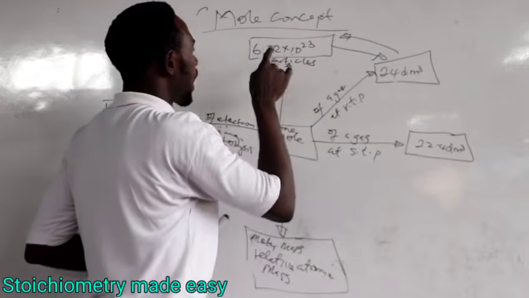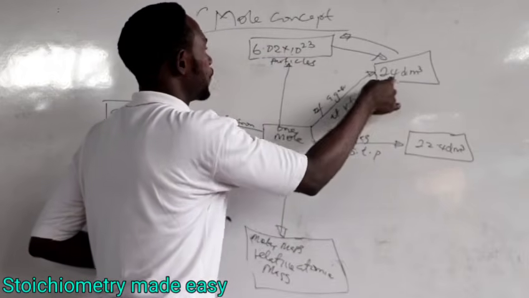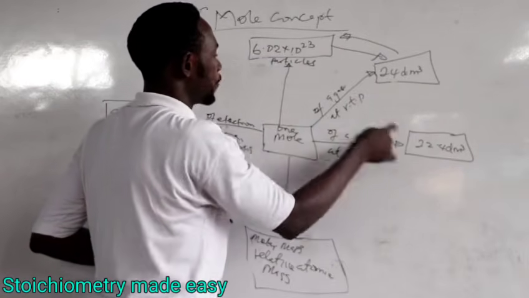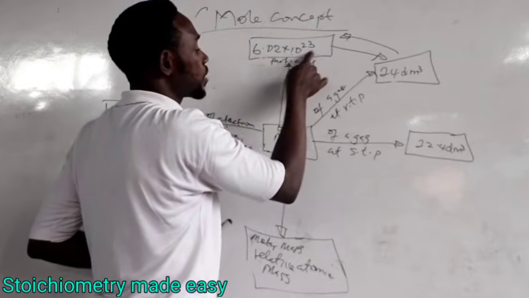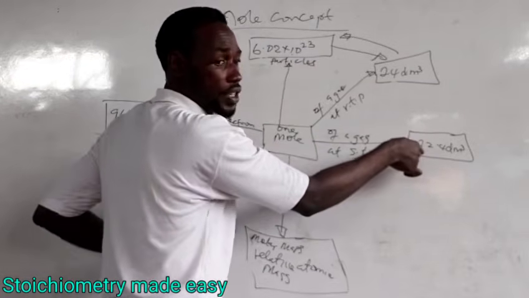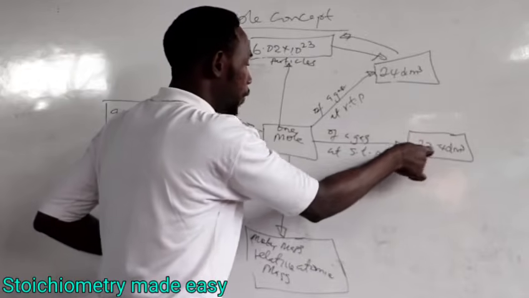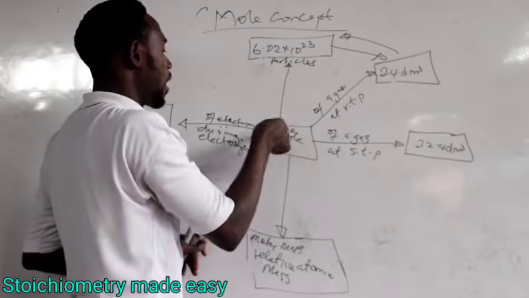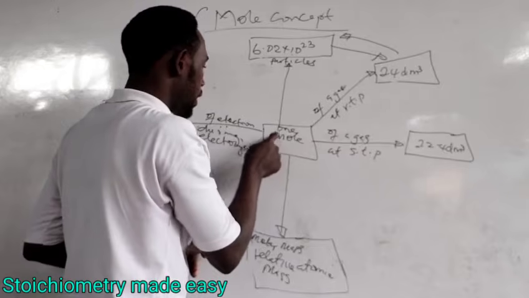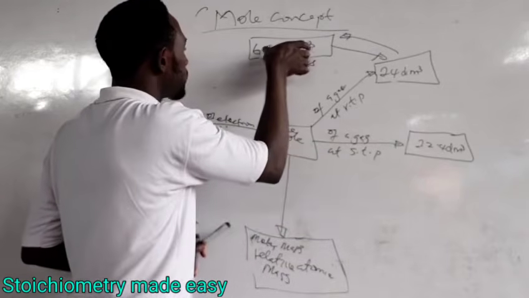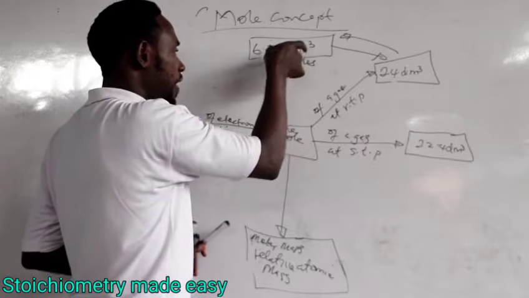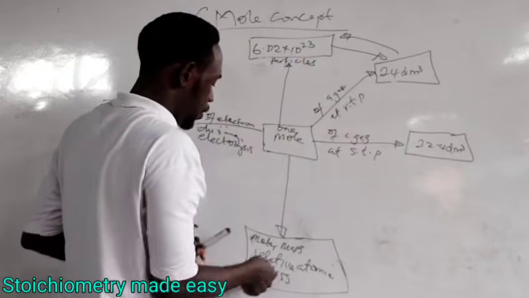Which means you can move from particle to volume at RTP, then particle to volume at STP, which means 6.02 times 10 to the power 23 particles of any gas will have this volume. And this volume means 1 mole. It means that 1 mole of any gas will have this particle, and by volume will have this. Then whatever the particles of this gas weigh at STP should be the molar mass of that gas.